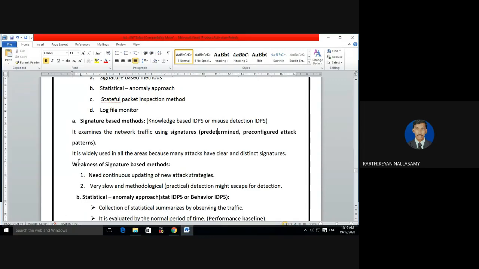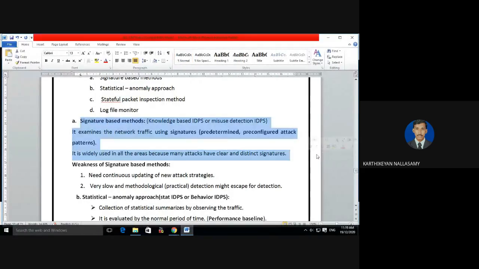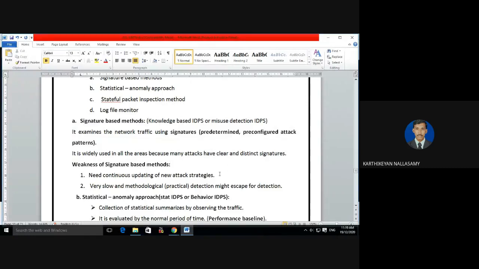Normally this method is used in many areas for clear and distinct signatures. If you have a proper, clear and distinct signature, then we can easily check it. Clear? Like the hashing method in a network. You have heard about the hashing algorithm for checking confidentiality and integrity. Correct? So like that, we go with the concept of signature. Clear? But there are some disadvantages, weaknesses, for the signature-based method.